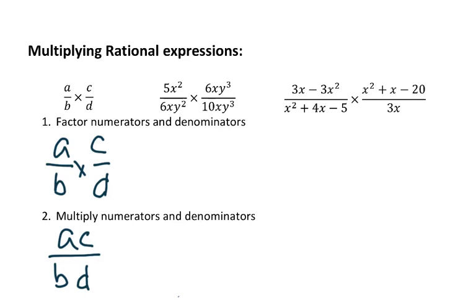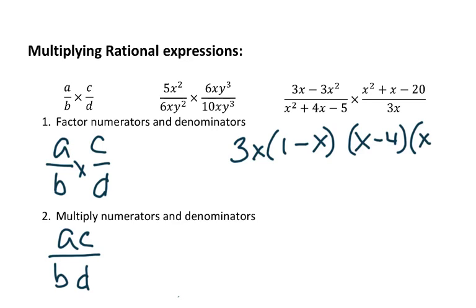All right, numerators and denominators. My move is to factor out first. So in this first numerator, I'm going to factor out a 3 and an x, and I'll be left with 1 minus x. In the other numerator, I will factor that, and I will have an x minus 4 times x plus 5.